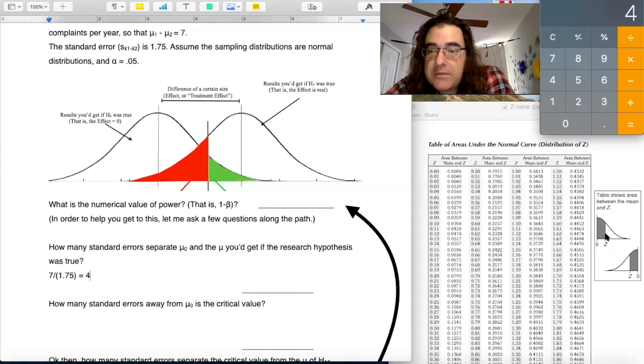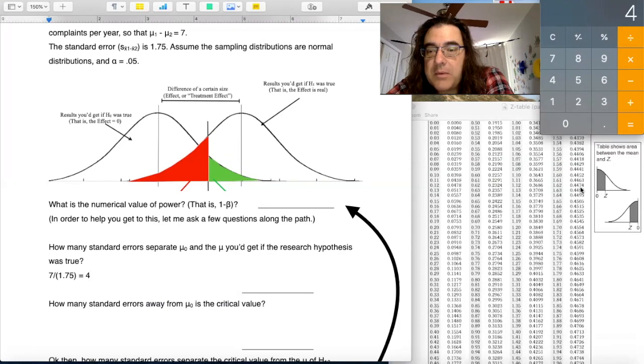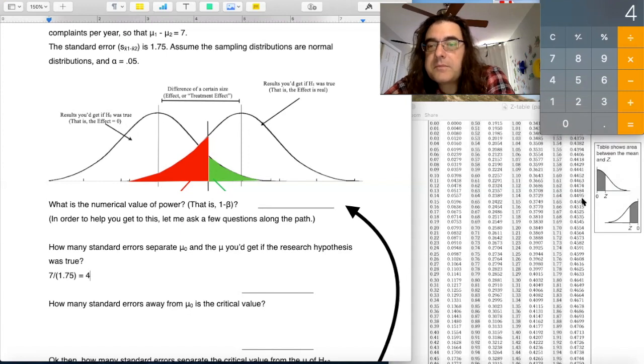So this area right here on the Z table is the equivalent of this area that we're looking for. So this area is 0.45. Let's take a look and see if we can find a 0.45 anywhere on this table. Oh, there's one. Between 0.4495 and 0.4505, there's a value. So somewhere between 1.64 and 1.65 is what we're working with. Let's go with 1.65. So the number of standard errors that critical value is away from mu is, from the Z table, 1.65 standard errors. All right.